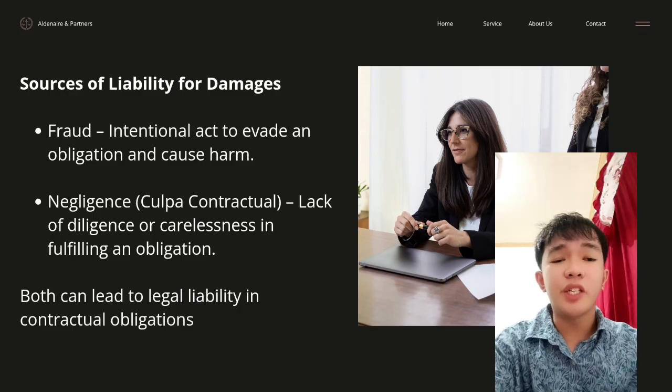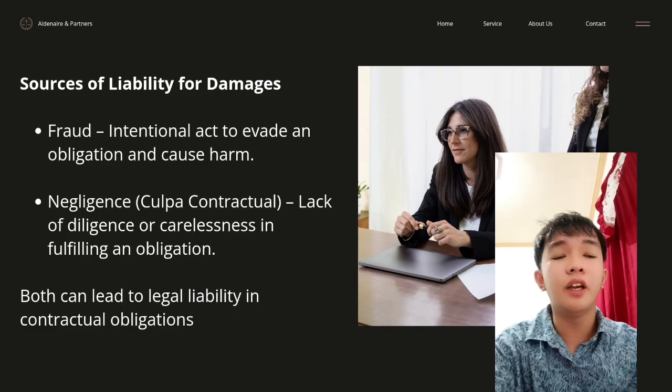Liability. If fraud is proven, the party responsible can be held legally liable for the harm caused by their actions. They may have to compensate the other party for any damages.